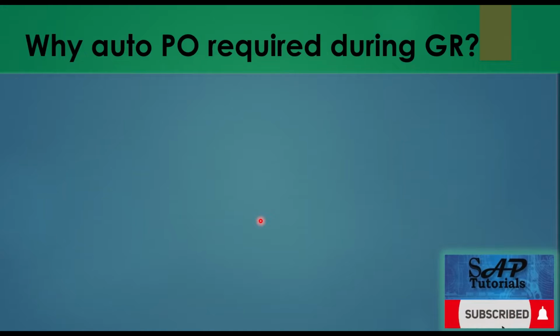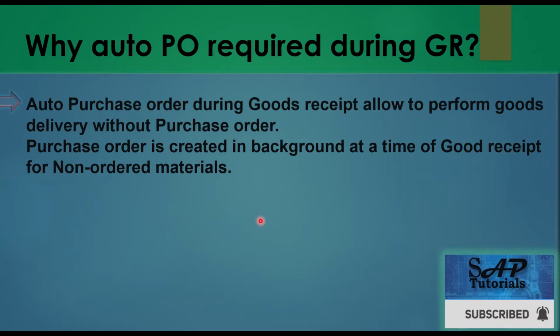So first, why we need auto PO creation during GR. Auto purchase order during goods receipt allows you to perform goods delivery without a purchase order. So in a scenario, let's say you have a similar vendor for more than one material and he usually delivers you material.